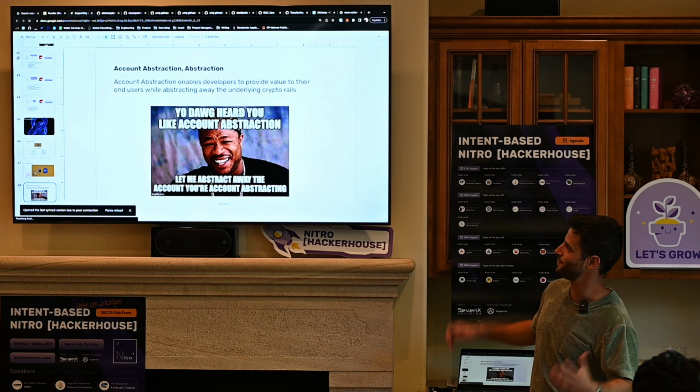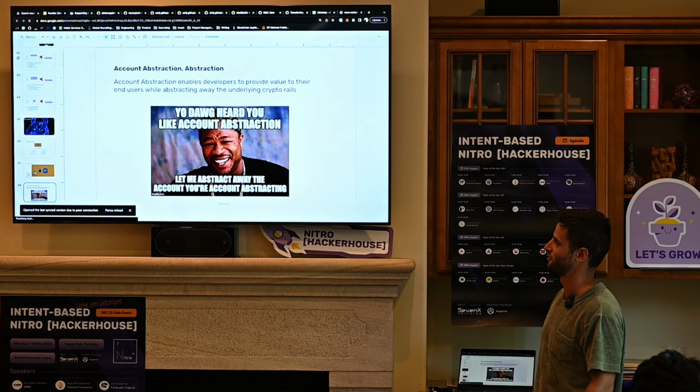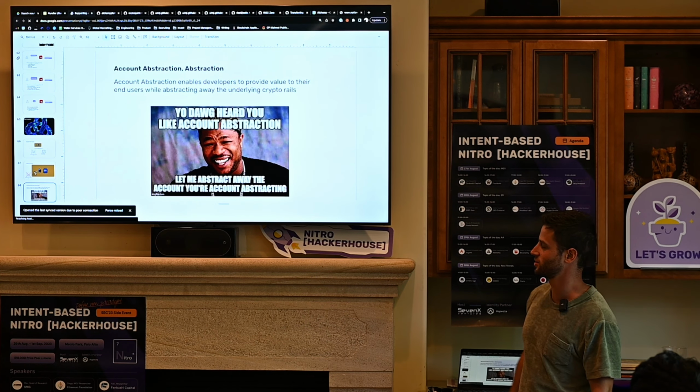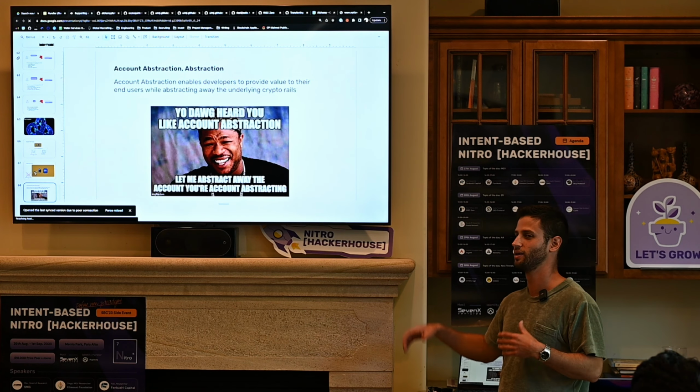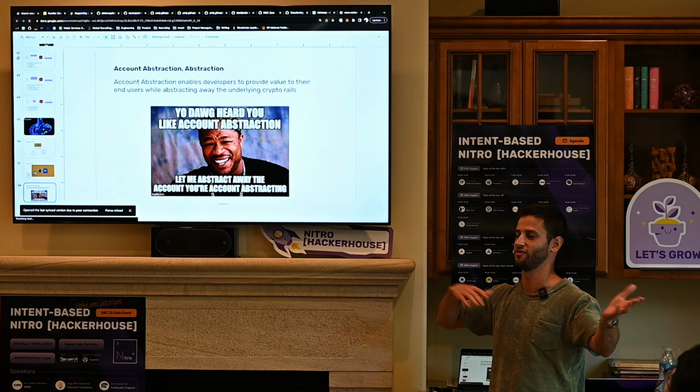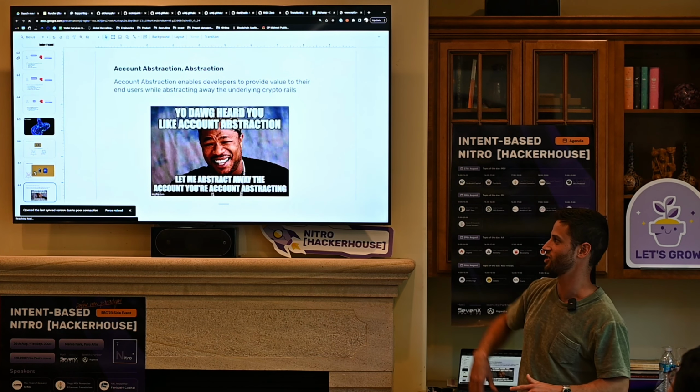And so taking a step back, account abstraction enables developers to provide value to their end users while also abstracting away the underlying crypto rails. So account abstraction is at the protocol level: the protocol is getting account abstracted, and then the users are also getting abstracted from the account. So just account abstraction all the way down.